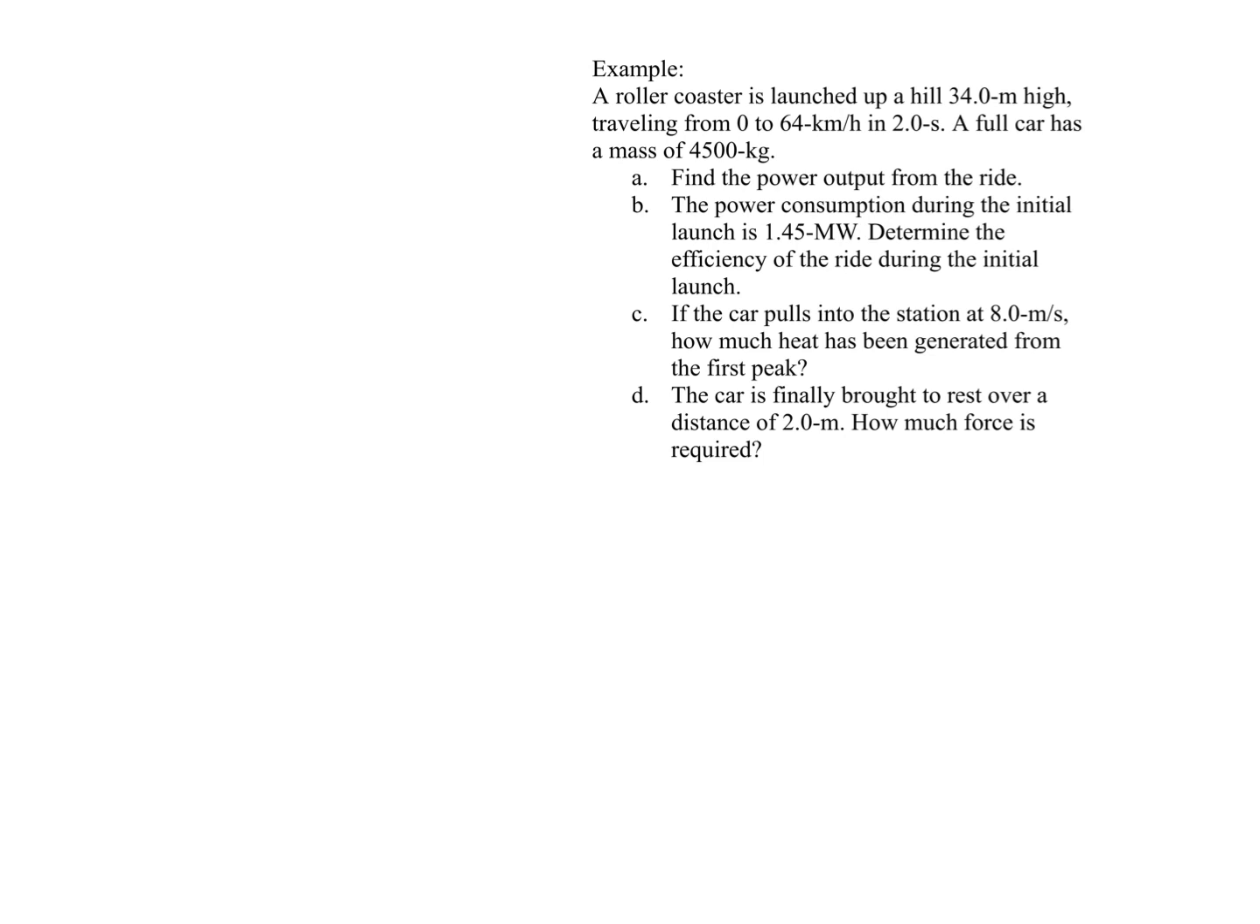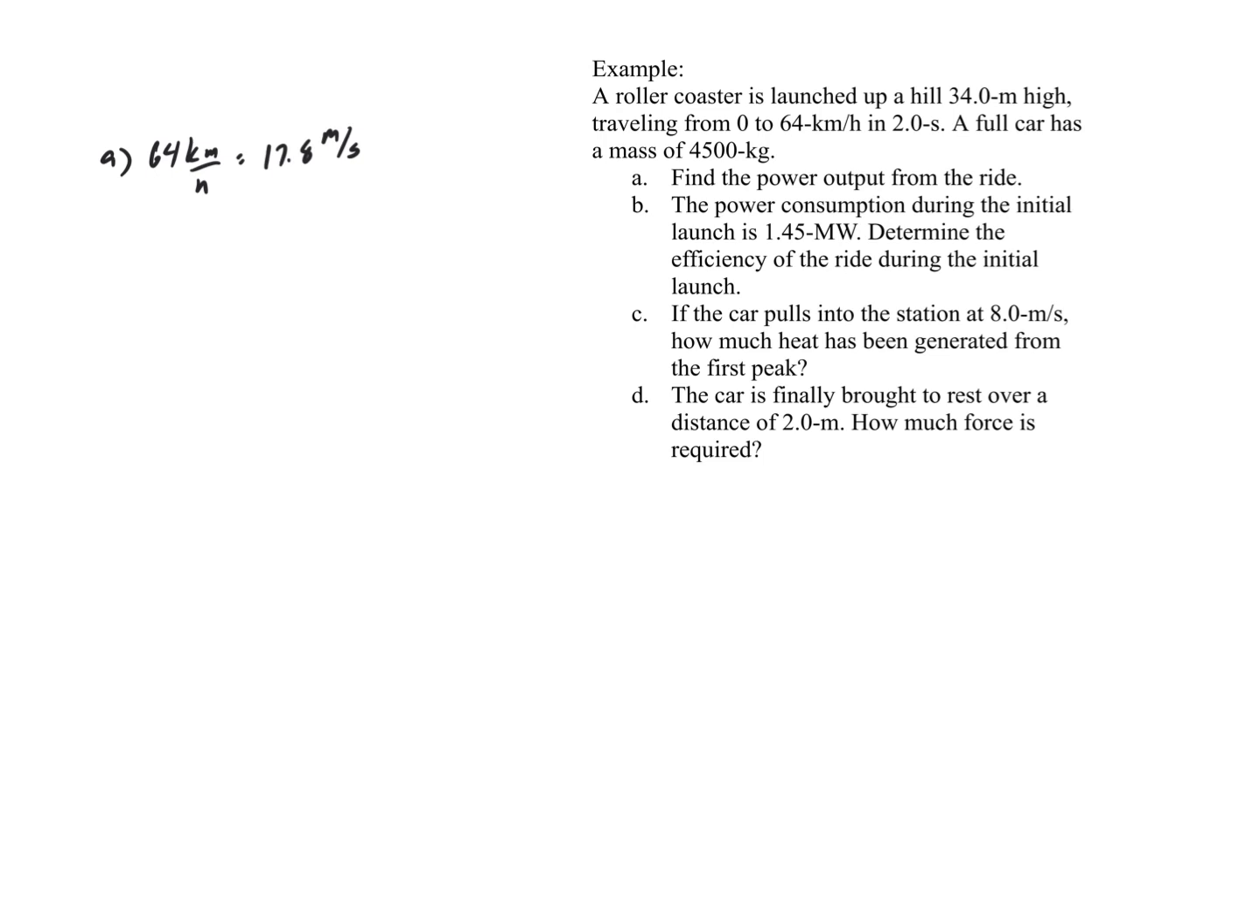Our last example has a roller coaster being launched up a hill. It goes from 0 to 64 kilometers per hour in about 2 seconds, and it has a full mass. So one of the first things I'm going to do is convert as much as I can. Looks like 64 kilometers per hour is 17.8 meters per second. I have the mass and I have a distance that it travels up, so it looks like there's some kind of change in energy going on also.